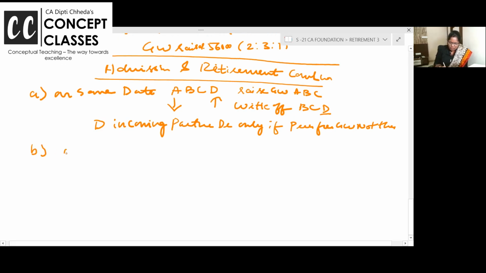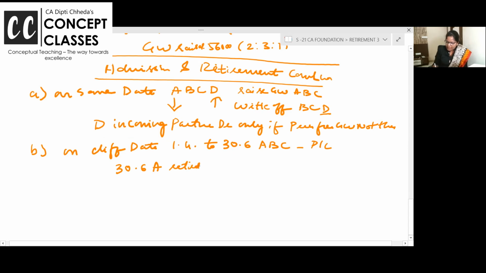Okay, now on different dates. Suppose 1st April to 30 June. A, B, C are partners. Profit and loss they will only share. 30 June A retired. You have to write all this, okay? 30 June A retired.